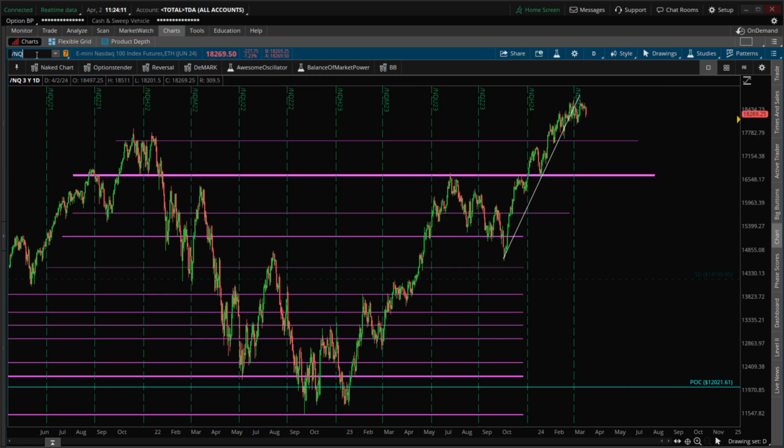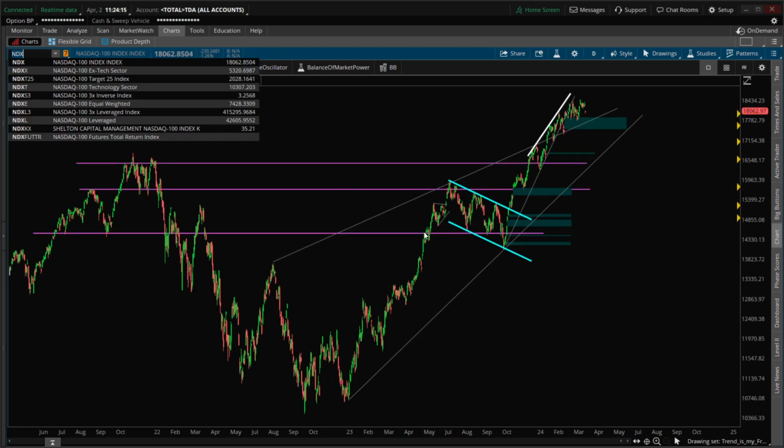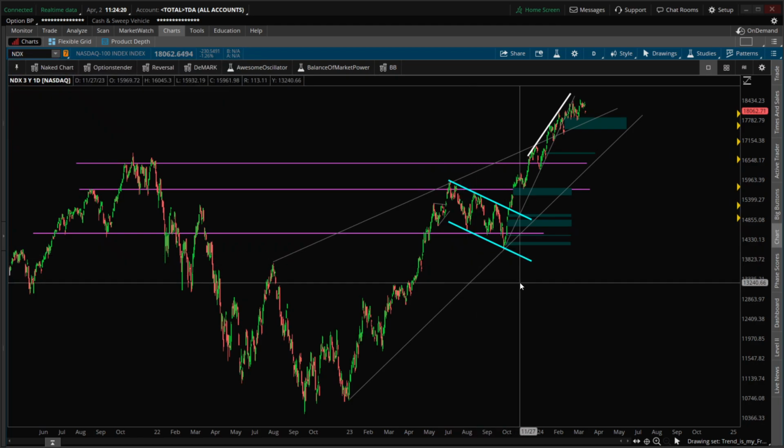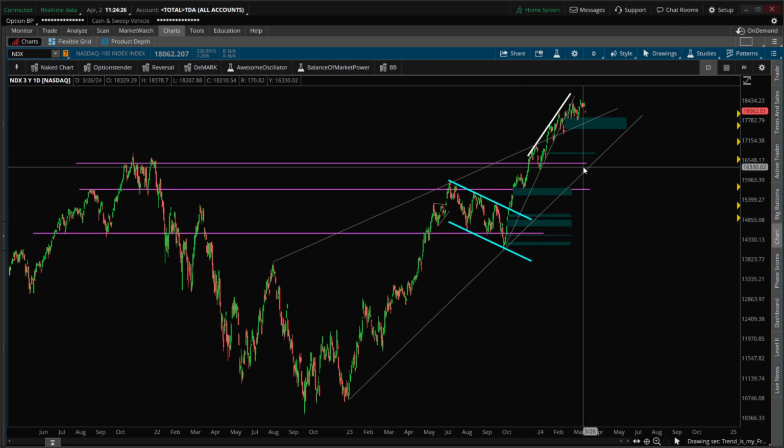Zipping through NDX just to give different points of view. I like to chart all of them in different ways. Like I said, we're not going to use trend lines very often on the futures because of contract rolls, but the levels remain very good.